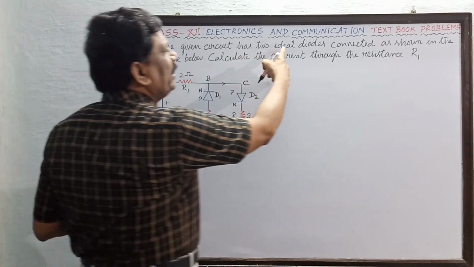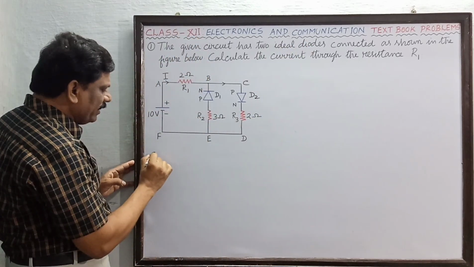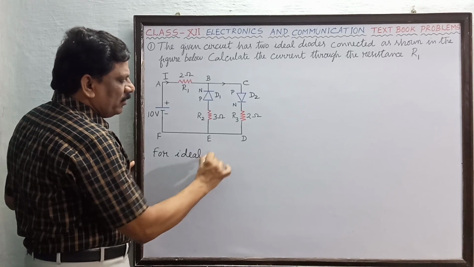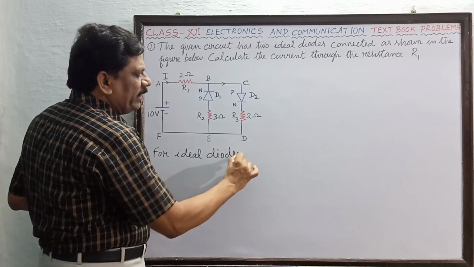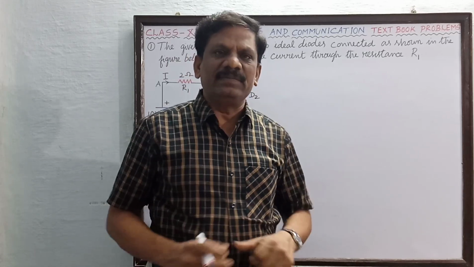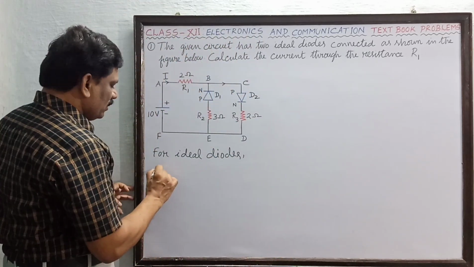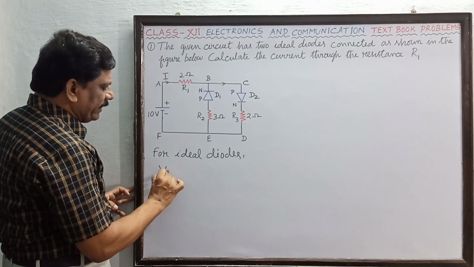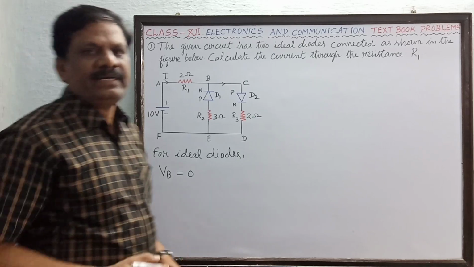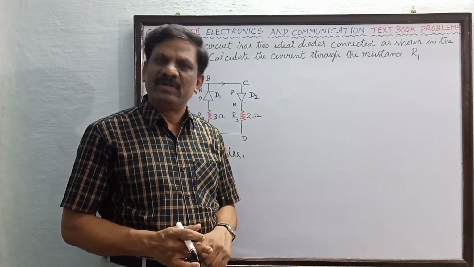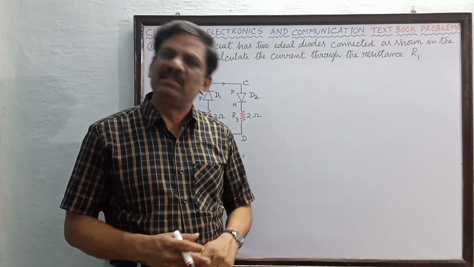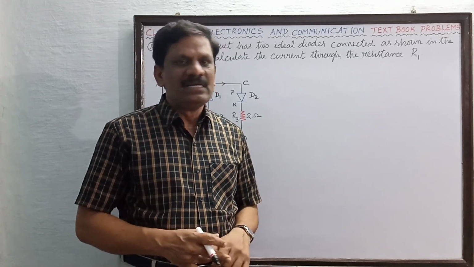So what is mentioned here? Two ideal diodes. So what do you mean by ideal diodes? The internal potential barrier across the junction is 0. So the barrier voltage V barrier is equal to 0. We have studied that for a silicon diode it is 0.7 volt and for a germanium diode the internal potential barrier is 0.3 volt. That has to be considered as 0.